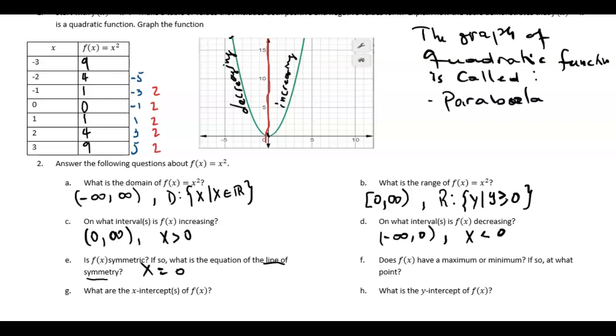Now, the other question we have is, does f of x have a maximum or a minimum? If so, at what point? If you look at the graph right here, the graph opens up. Okay, that's a U-shape. Which means we don't have a maximum because the graph keeps going up forever, all the way to infinity. But down here, you cannot have any point past zero. So zero is your minimum. Okay, so we have a minimum, and that minimum is right at zero, zero. That's your minimum point, and that point is 0, 0.